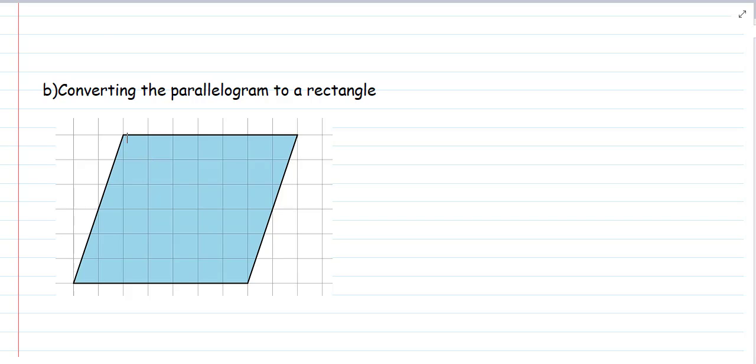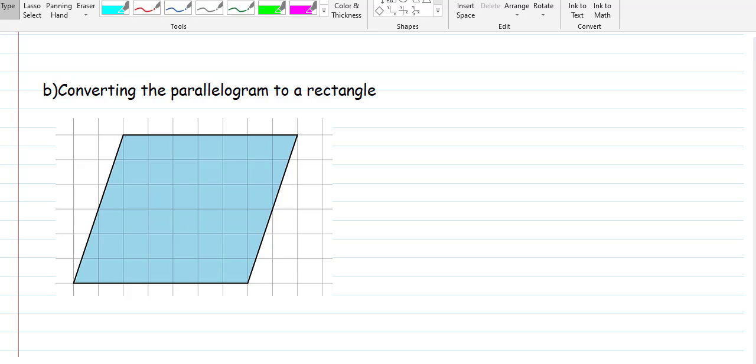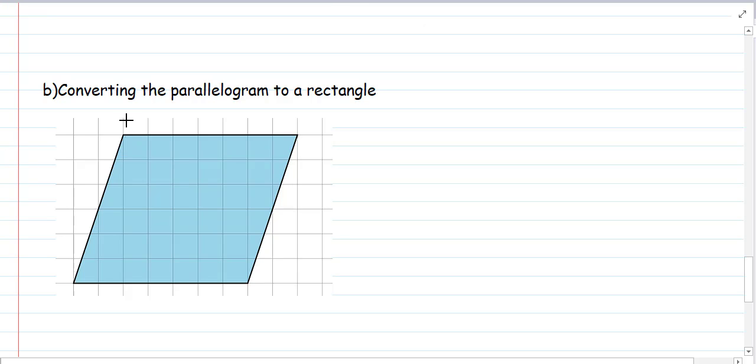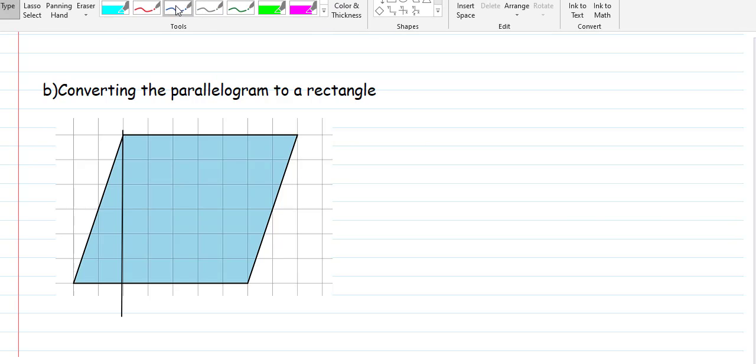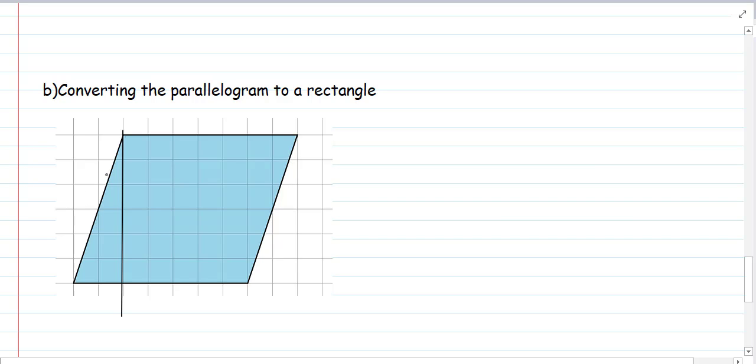Okay, I am going to separate a portion of this parallelogram. Now I'm going to cut this portion and try to fill in this space. You can see the same space is included here. Can you see?